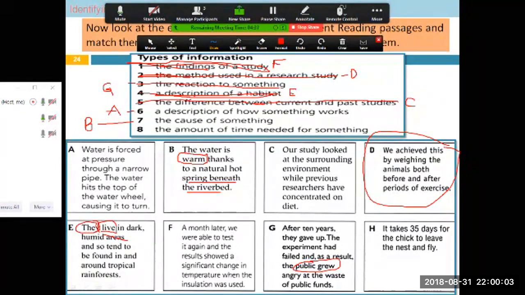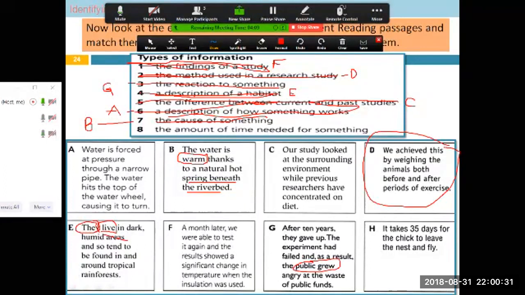Right. So now A is also done, B is also done. Only one option, but we need to check. It takes 35 days for the chick to leave the nest and fly. Obviously, the amount of time needed for something. Fine. So everything is done. Now you are clear what is habitat, what is cause, what is reaction, what is method of a study, and what are findings and result of study.